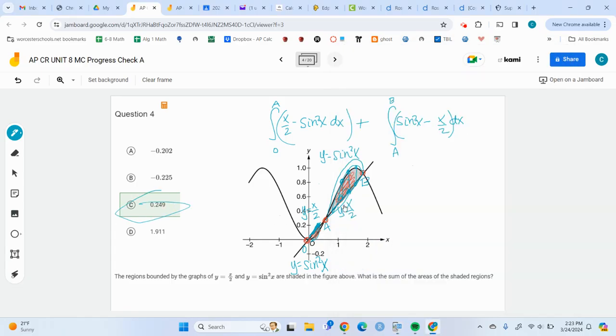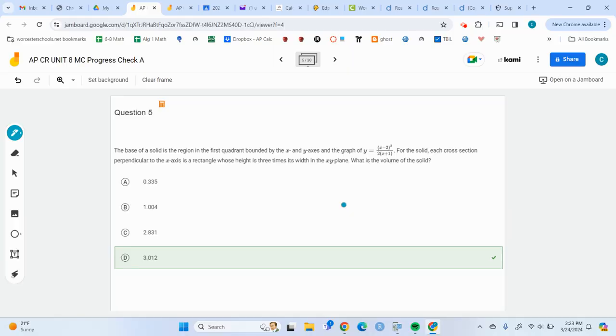All right, cool. Number 5. So the base of a solid is the region in the first quadrant bounded by the x and y axis and this graph. Again, they're giving us a graph where we don't really know what it looks like. It has a vertical asymptote at -1, but because we're in the first quadrant, that doesn't matter. It has an x-intercept of 2. I know that.